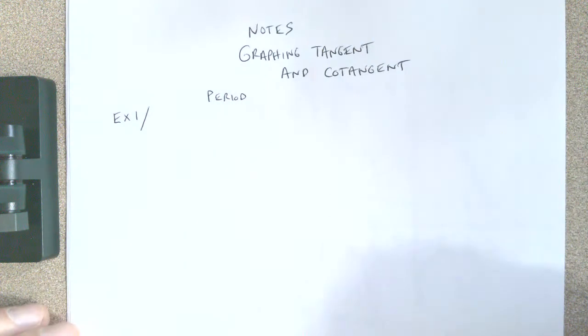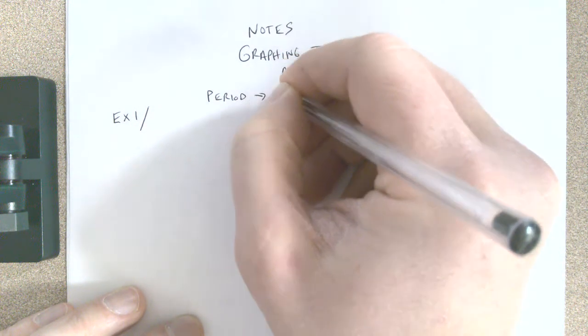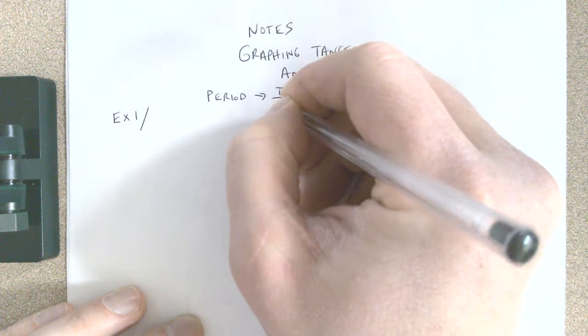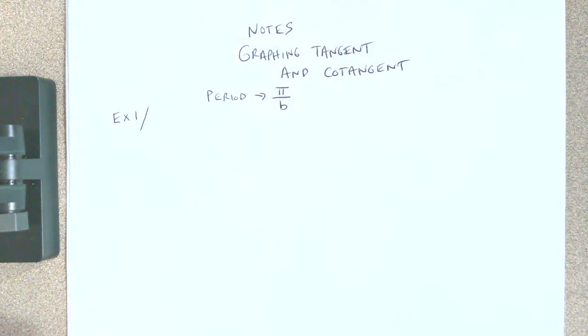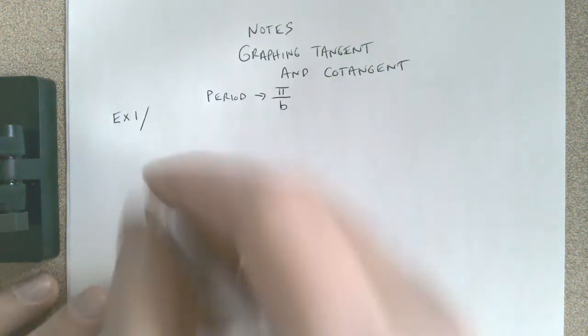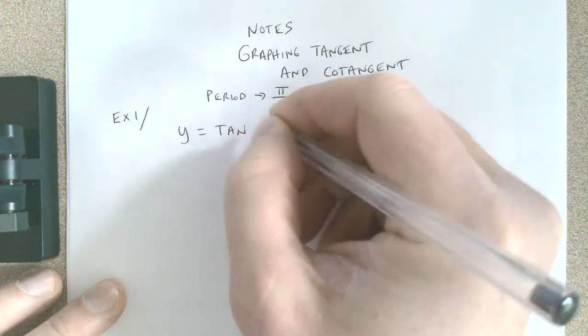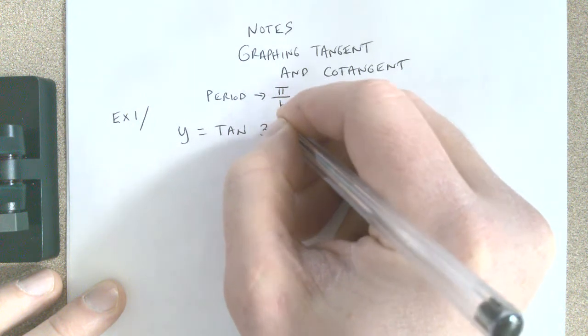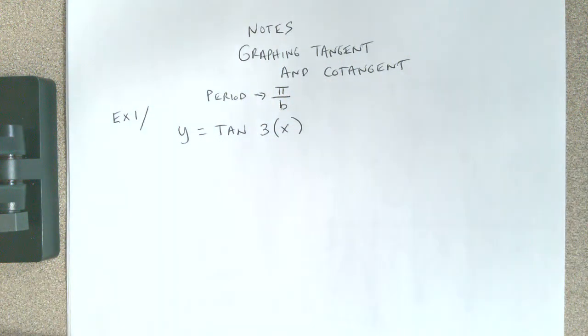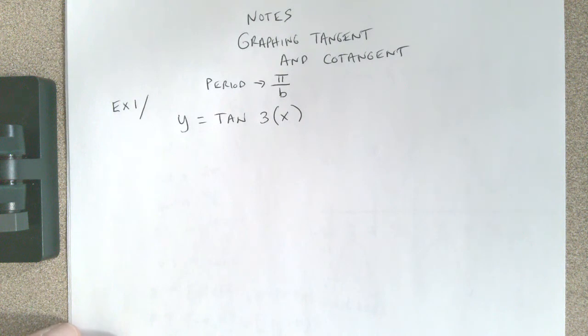with all of our other functions, the period's always been 2 pi over b. With our tangent and our cotangent, it is simply pi over b. So instead of a period of 2 pi divided by the b value, it's just pi divided by the b value. The example we're going to use for this first one is y equals tangent 3x. We'll do a real basic one here for this first one.